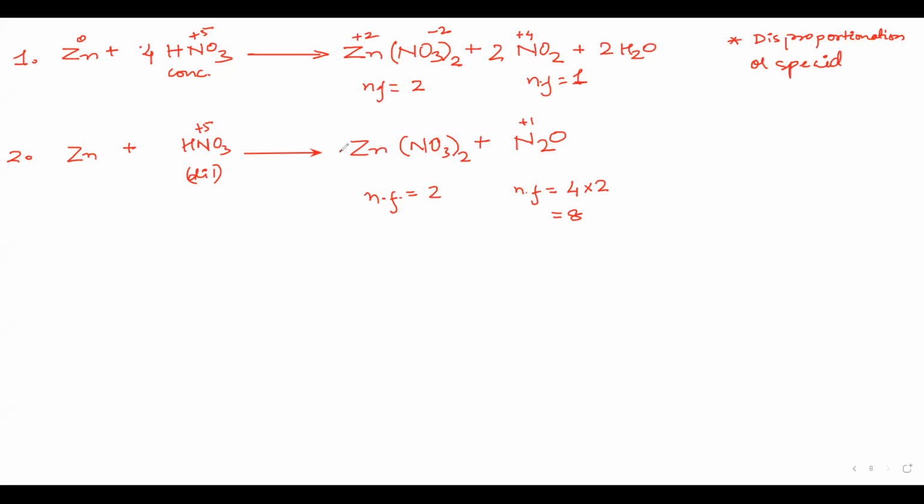For zinc, I will write 8. For N2O, I will write 2. Now here we have 8 nitrogens from here, 16 nitrogens here, and 4 nitrogens from here. 8 times 2 is 16, plus 2 times 2 is 4. Total is 20 nitrogens in the product side, so 20 nitrogens as HNO3 in the reactant side.